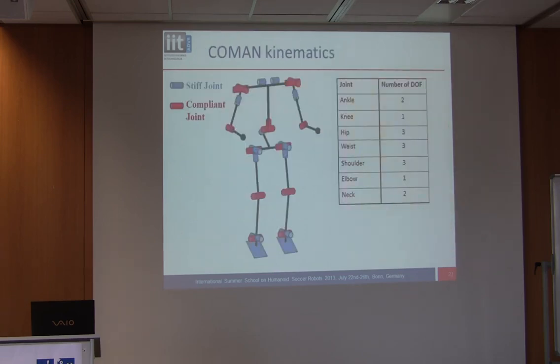This is the kinematics of the robot, also showing the degrees of freedom that are passive, indicated by the red color. All the key joints of the legs have series elasticity, and the two joints of the shoulder, the elbow, and the pitch and the yaw of the waist are series elastic. In total, 14 of the 25 major joints. There are two additional joints for the neck that are stiff joints, which will be used later when you have the head ready.